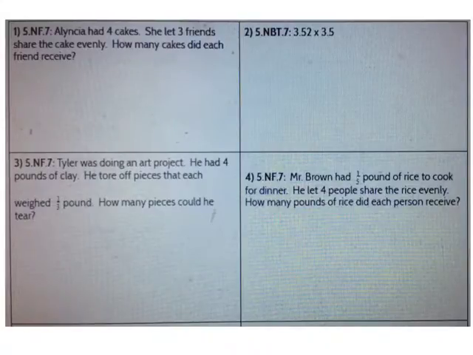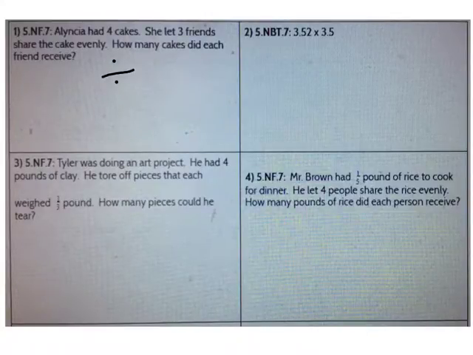Let's start by going over our do now. Alencia had 4 cakes. She let 3 friends share the cake evenly. How many cakes did each friend receive? First, what operation is being used to solve this problem? Division is being used to solve this problem.